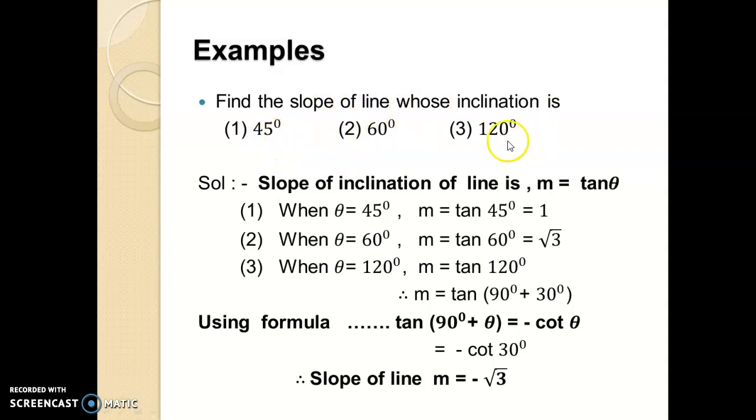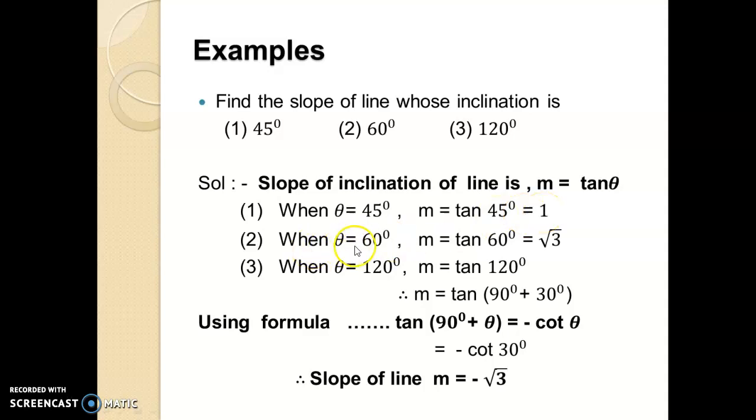So next example: find the slope of the line whose inclination is, first, 45 degrees, second, 60 degrees, and third, 120 degrees. Now solve it one by one. First, the slope in terms of the inclination of the line is m equals tan theta. This is the formula. When theta equals 45 degrees, put this value in the formula: m equals tan 45 degrees, that is equal to 1.